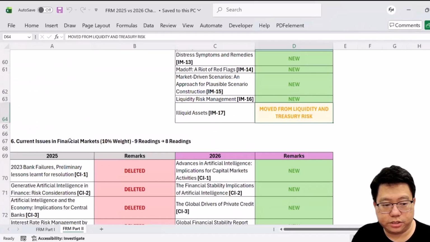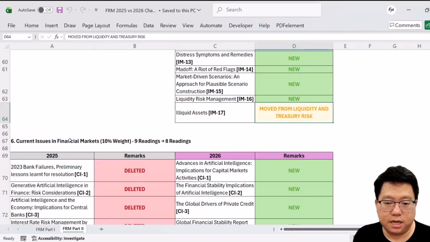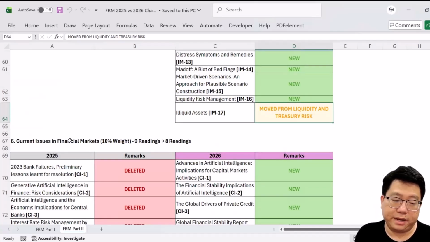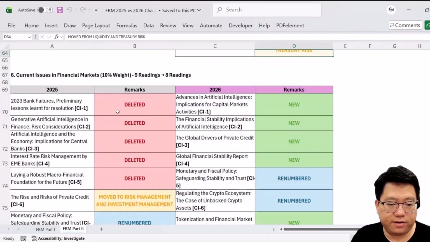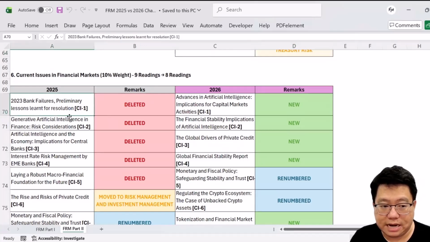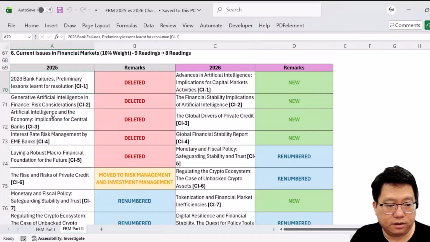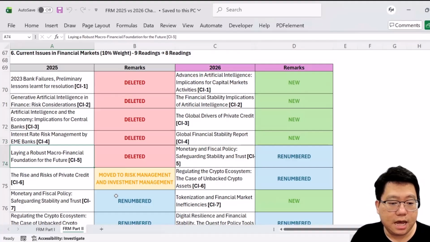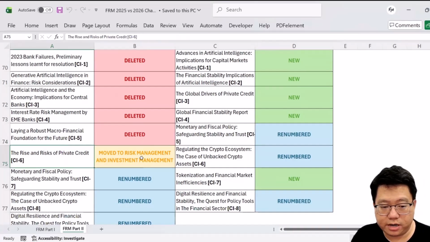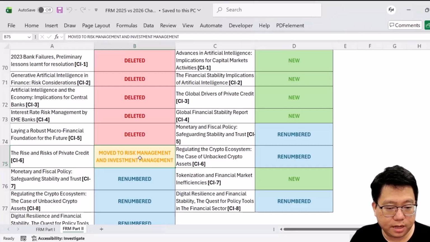Then on to the current issues, which, of course, they will update every year, and we will always expect a big change in this section. Now, the first 5 readings have been deleted. As you can see, they're moving away from the bank failures. They're not going to talk about the Credit Suisse case again. Then they've deleted some of the readings on AI, interest rate risk management by emerging market economies banks, and laying a robust macro financial foundation for the future. Then the rise and risk of private credit has been moved to investment management. Then the rest are renumbered.